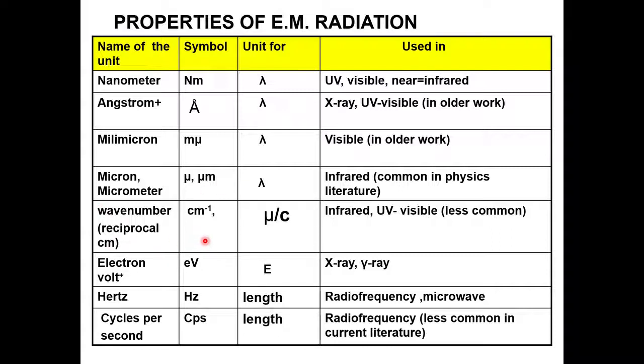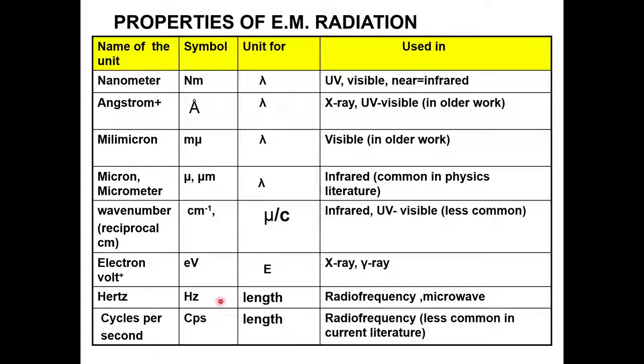Then we use a term known as wave number, in centimeters inverse. Its symbol is 1 over the wavelength, or frequency divided by the velocity of light, c. Again it is used in infrared radiation. It is also used in UV visible radiation, but fairly less commonly. Then for describing high energy radiation, instead of wavelength we use electron volts. That is the unit for energy, and it is used for X-rays and gamma rays.